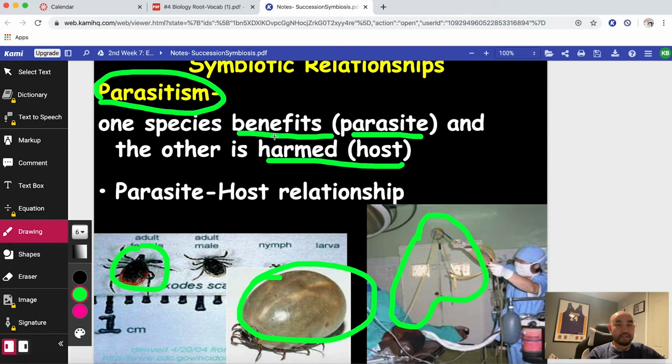Good example. Think of your life, are there parasitism relationships? Do you have a friend that benefits from you, but then you get hurt? What would be an example?